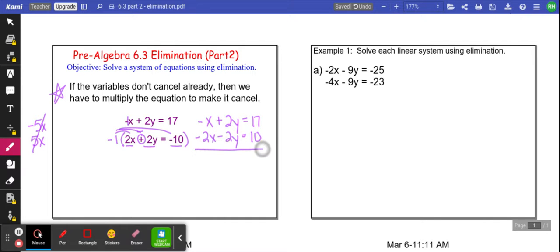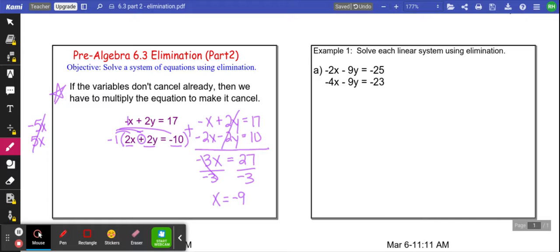Now, if you look, we've got positive 2y and negative 2y. So those are going to cancel when we make our big addition problem. This would be negative 3x equals 27. And then there's our one step. Divide by negative 3, and x equals negative 9. After you multiply to make them opposites, everything else that we did in part 1 is still the same. So we're not doing something entirely different. We're just making it a little bit more difficult to start off the problem, okay?